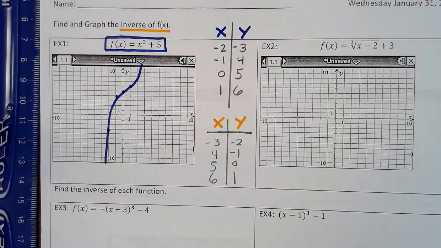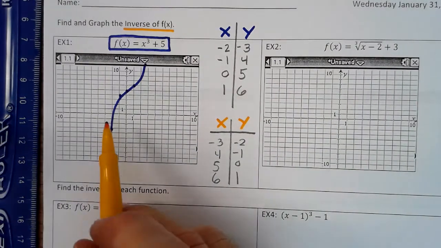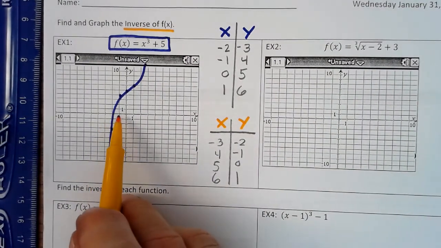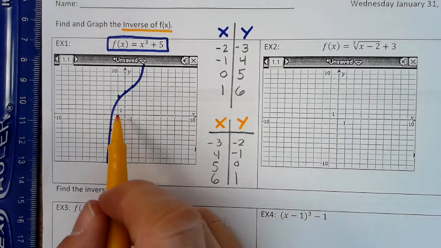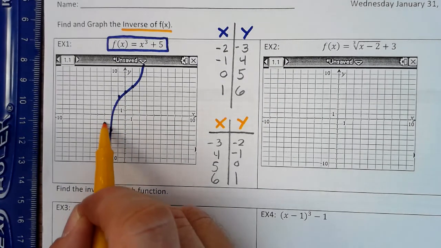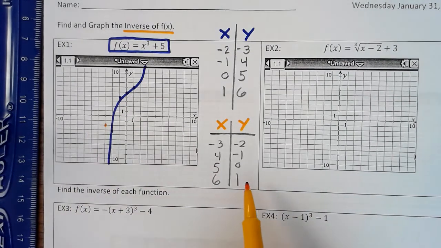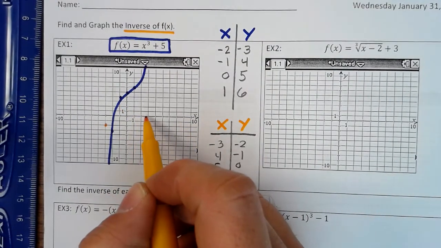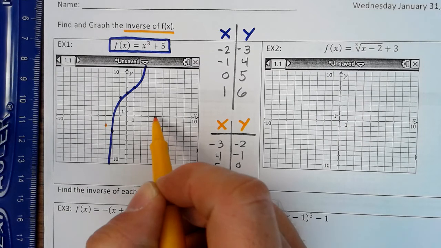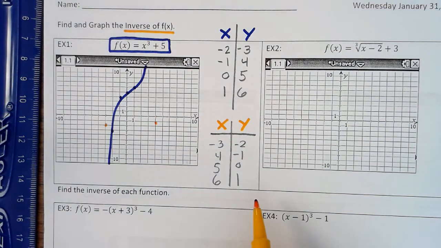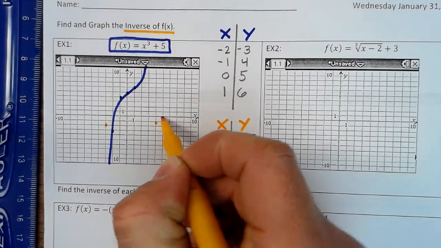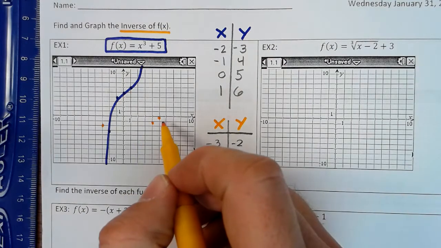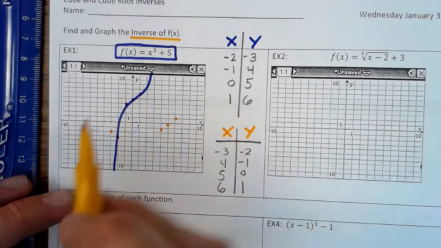All right, and now let's graph the inverse. So we go -3, and then we go 4, -1, and then 5, 0, and then 6, 1.